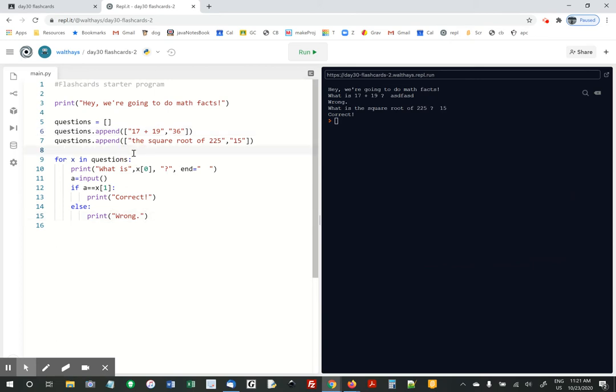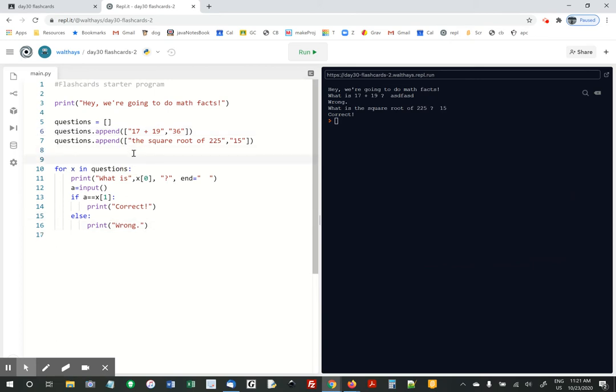Okay, and then one of the other requirements is that you keep track of how many the user got correct. So make a variable called correct, and before the for loop, make this variable have 0 in it. And then every time they get something correct, say correct equals correct plus 1. And then another requirement is that when they get it wrong, I want you to tell them the correct answer.